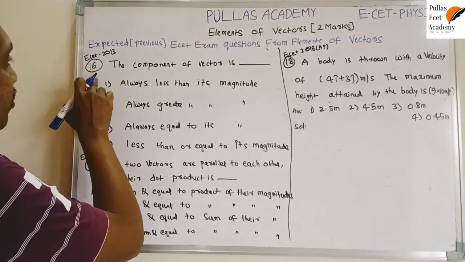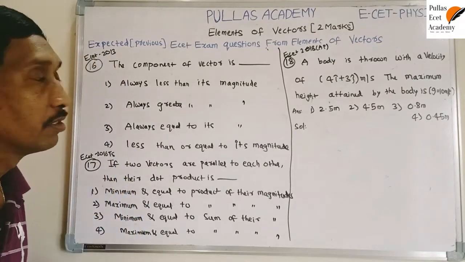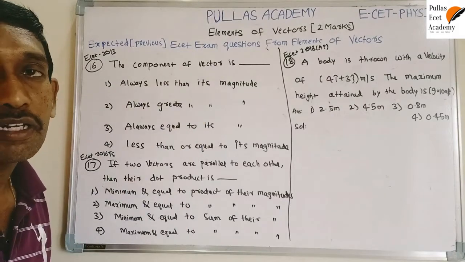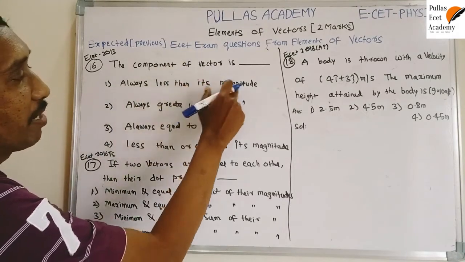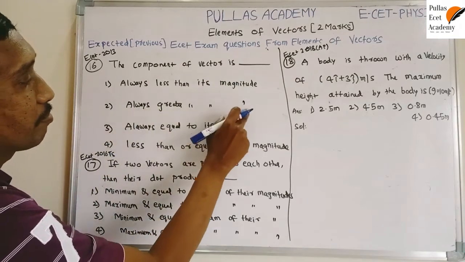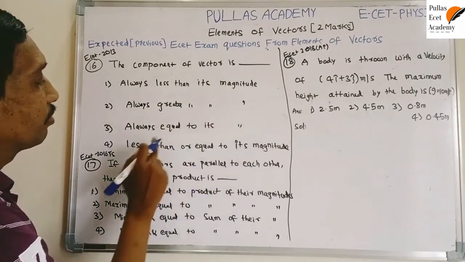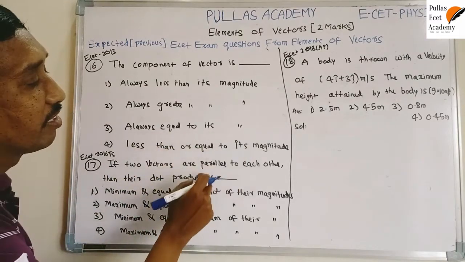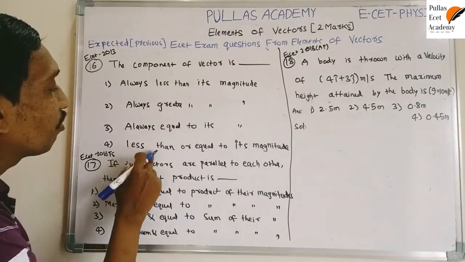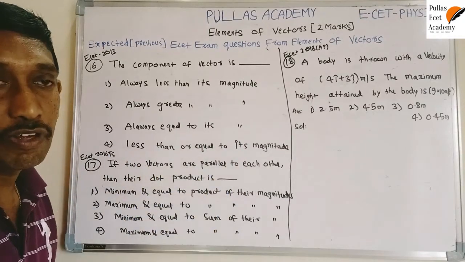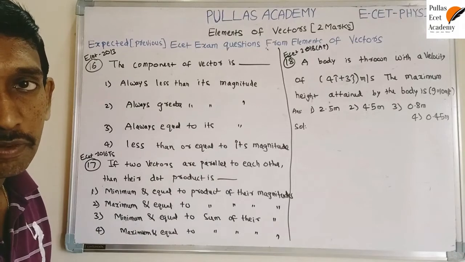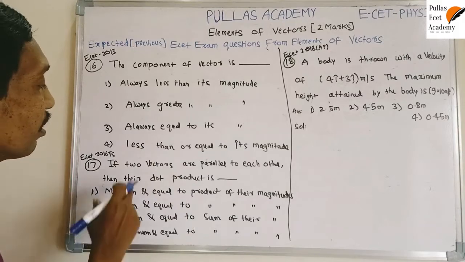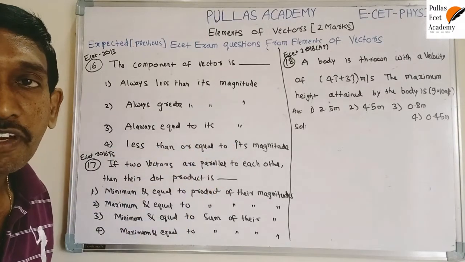The next question is repeated in the ESET 2013 paper. The component of a vector is: always less than its magnitude, always greater than its magnitude, always equal to its magnitude, or less than or equal to its magnitude. A component means a part of the vector. Actually, most of the time it is less than its magnitude, but sometimes it is equal to its magnitude. Why? Suppose one component becomes 0. Then it is equal to the given vector's magnitude.